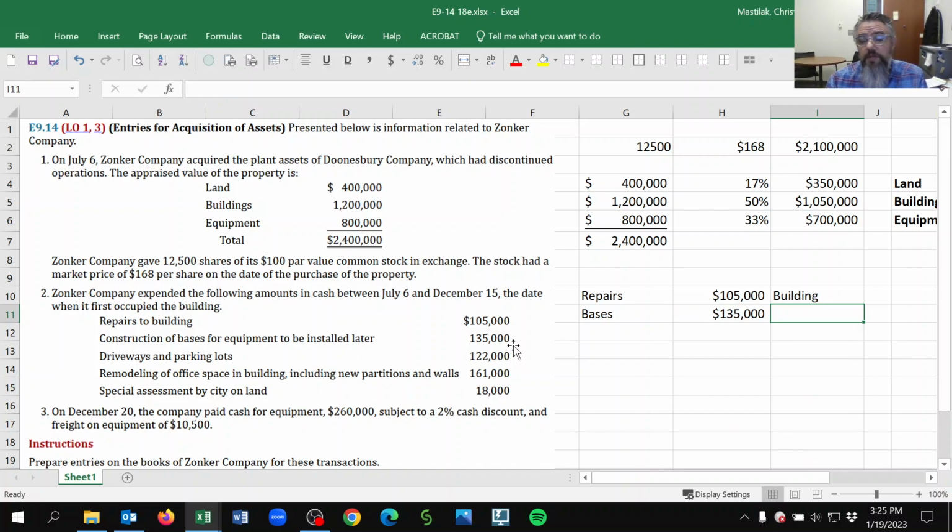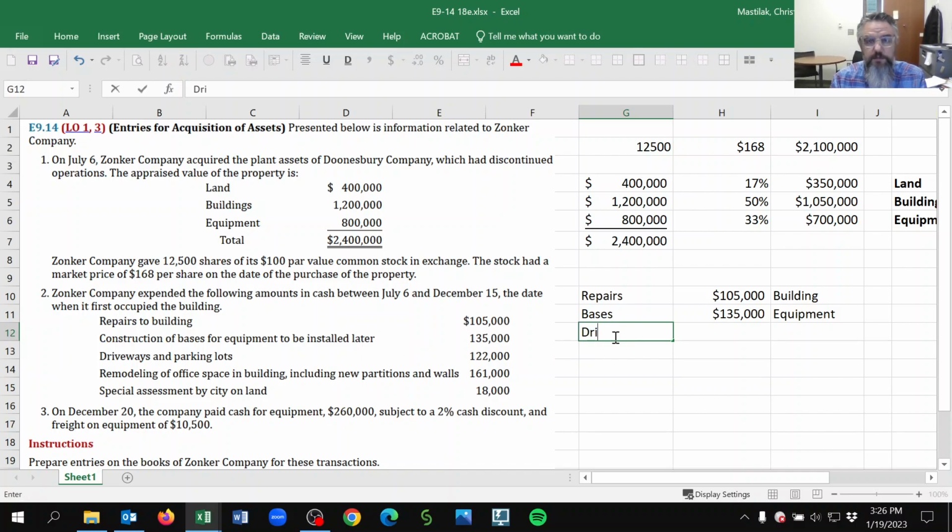The construction of the bases for the equipment is our next item for $135,000. How are we going to record that? Are we going to record that as equipment bases? Are we going to record that as building cost because it's attached to the floor of the building? Remember our rule that we're going to record all the costs necessary to get the asset ready for use. Well, what asset are we getting ready for use in this case? These are bases for the equipment. This is a cost of getting the equipment ready for use. So we're going to record those bases as equipment cost.